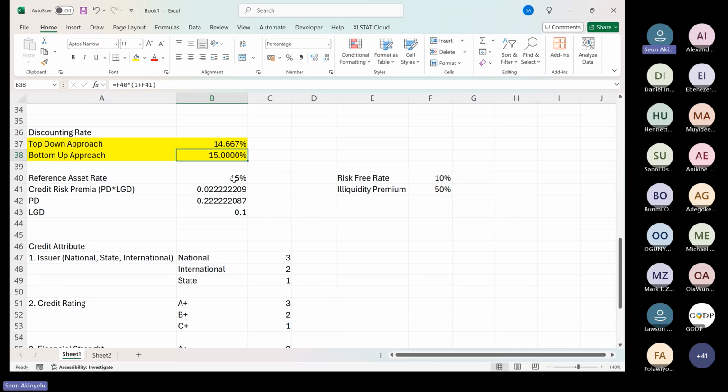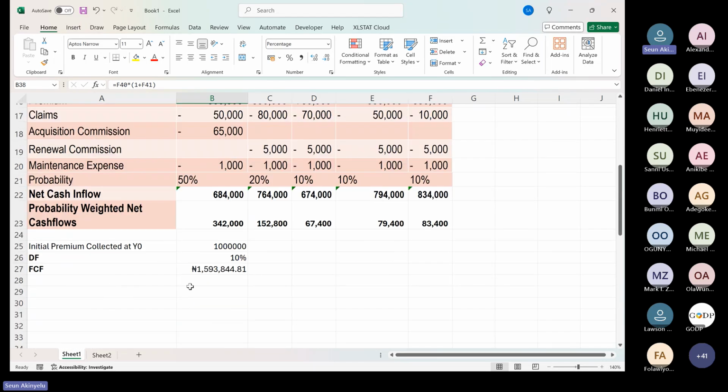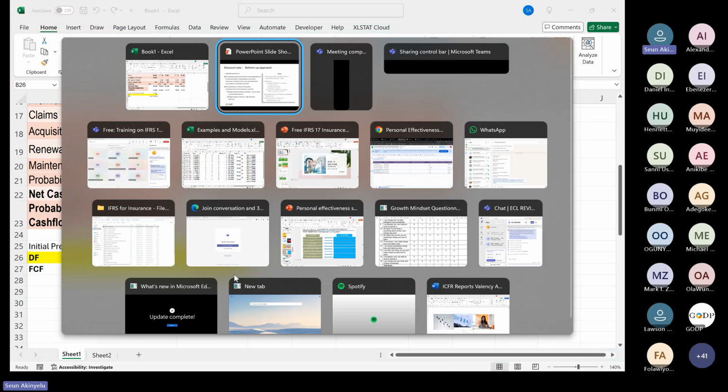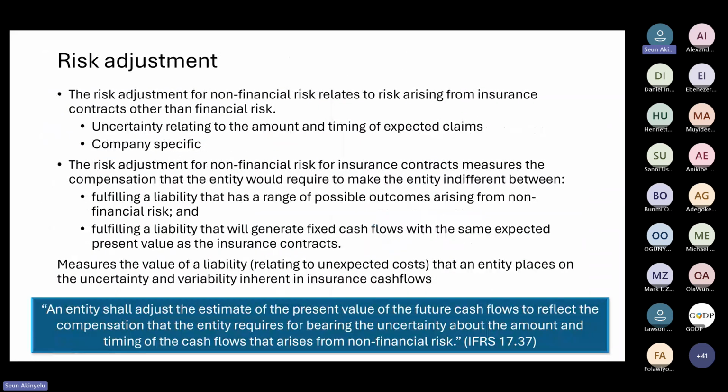Bottom up is 15%, top down is 14.66%. You can use any of the approaches. You don't need to do the two and choose one. You can just use any one of them to discount this thing that we discounted. So I just use that as an example to show you where you calculate the 10% that is up here. Any question as I take it a little step further?